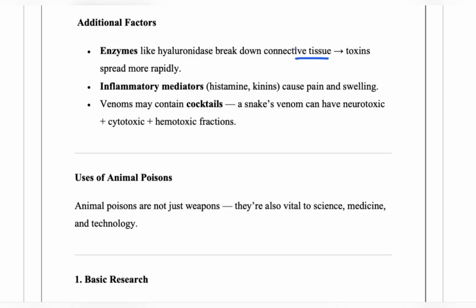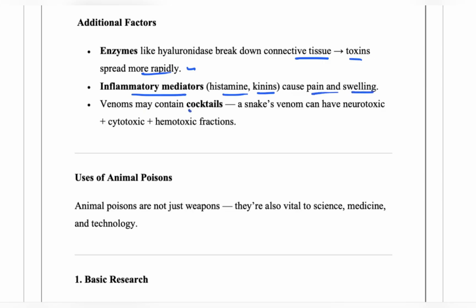So that means that their target is somehow different, and it is not included in some kind of category. Sometimes when the venom has the enzyme hyaluronidase, it breaks down the connective tissue, and the toxin spreads more rapidly, right? So it is helping the venom to act in a more profound way. Then inflammatory mediators like histamine and kinins cause pain and swelling in the area.